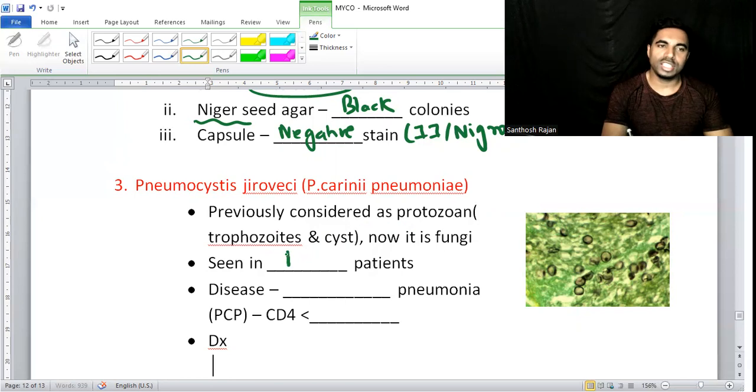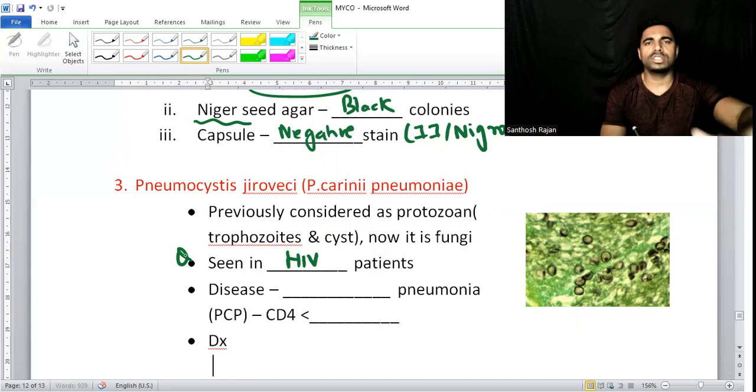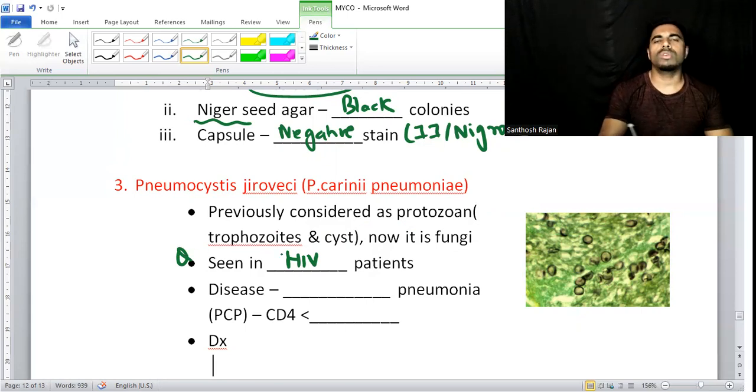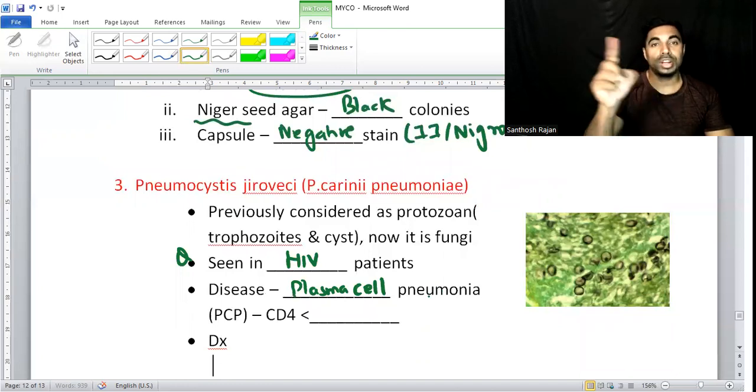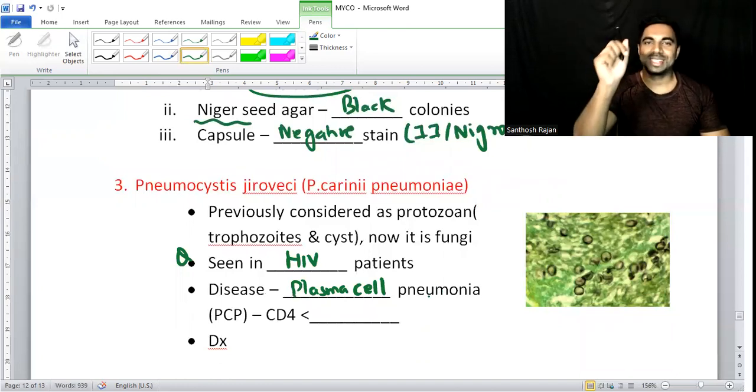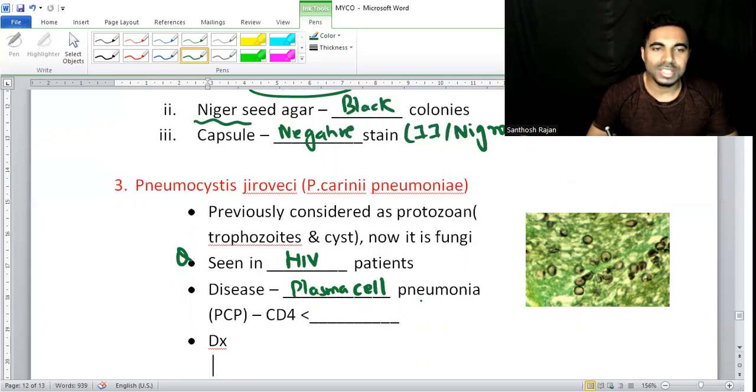So in which patient do you see it? HIV patients. All these opportunistic infections are common in immunocompromised patients. Candida is common, Cryptococcus is common in HIV patients, and Pneumocystis jirovecii also. The disease is called plasma cell pneumonia, PCP, like pleuropneumonia-like organism. Remember, PPLO is your Mycoplasma. Here, plasma cell pneumonia is your Pneumocystis jirovecii. Remember these two important things.